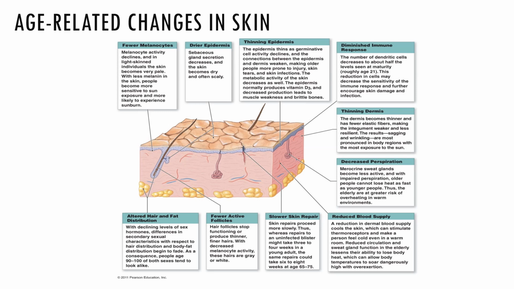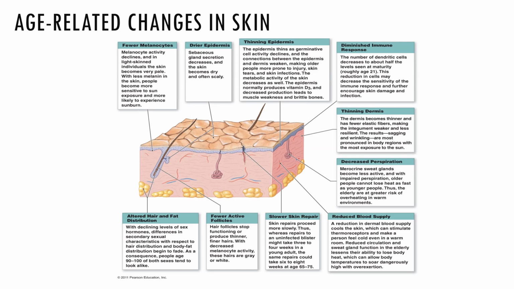The dermis becomes thinner and has fewer elastic fibers, making the integument weaker and less resilient. That results in sagging and wrinkling, and that's usually most pronounced in parts of the body that have experienced the most sun exposure. Our sweat glands become less active, which can impair the perspiration process. Therefore, as we age, older people cannot lose heat as fast as younger people, so they are at a greater risk of overheating in warm environments. Heat stroke.